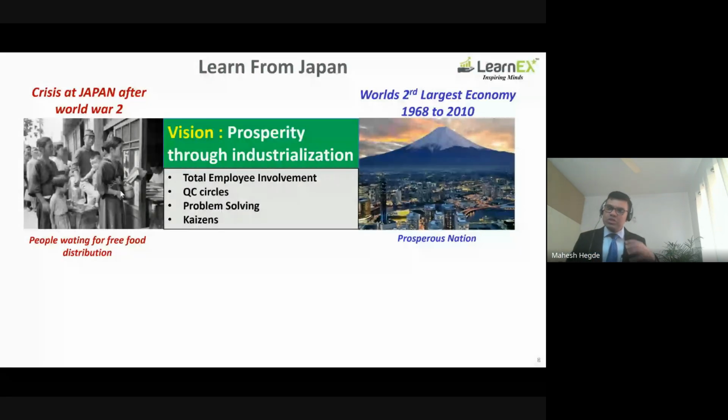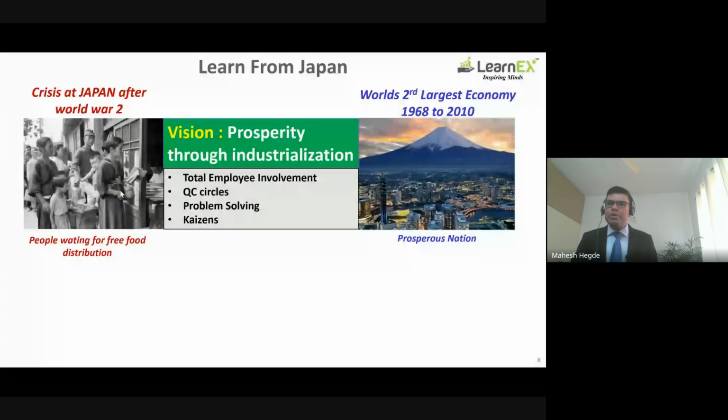So many QC circles formed, and this QC circle training was given by Professor Kaoru Ishikawa. He's my guru's guru. I closely work with Professor Hitoshi Kume. Ishikawa has two prominent students. One is Professor Kume, and another one is Professor Kano. Kano model, some of you might have heard. So I had opportunity to meet Kano also a number of times and attend his sessions.